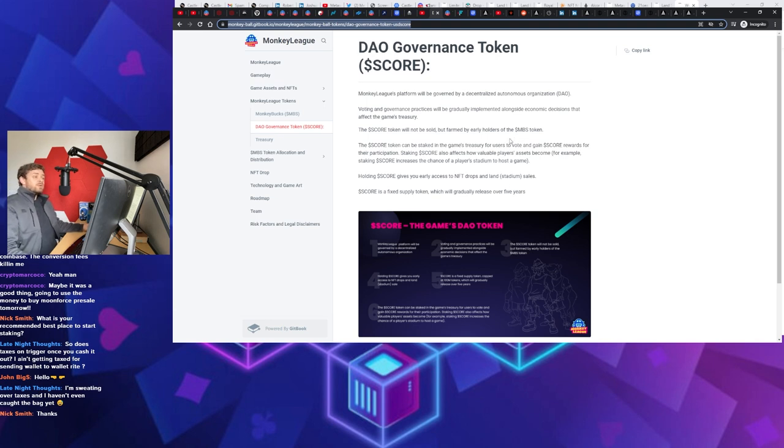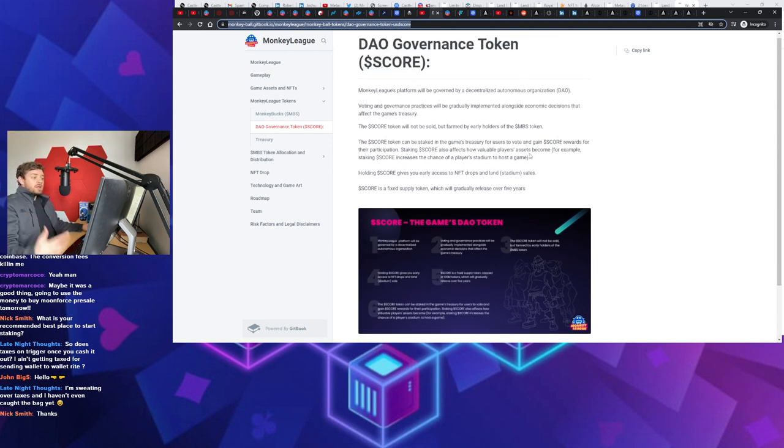Now, they do also have a governance token called Score, which they're not going to publicly release. What they're going to do is, if you have one of the Monkey League NFTs and you're playing and you're active, they're going to airdrop those Score tokens to all those players. And so what? Who wants a Score token?